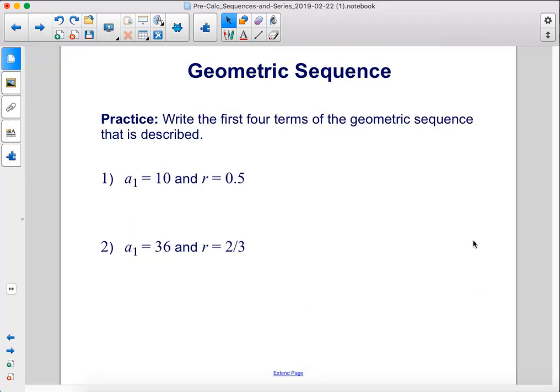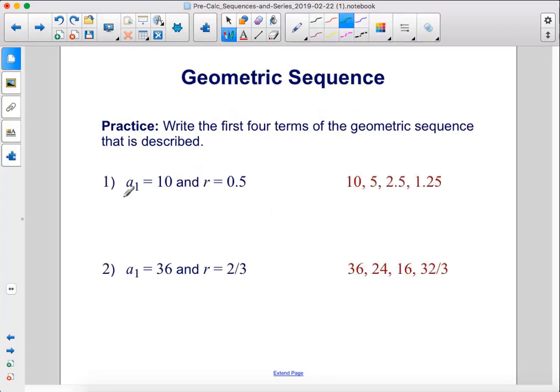Write the first 4 terms of the geometric sequence that's described. The first term is 10, so we begin with 10. Then we multiply that by 0.5. 10 times 0.5 is 5. 5 times 0.5 is 2.5. 2.5 times 0.5 is 1.25.